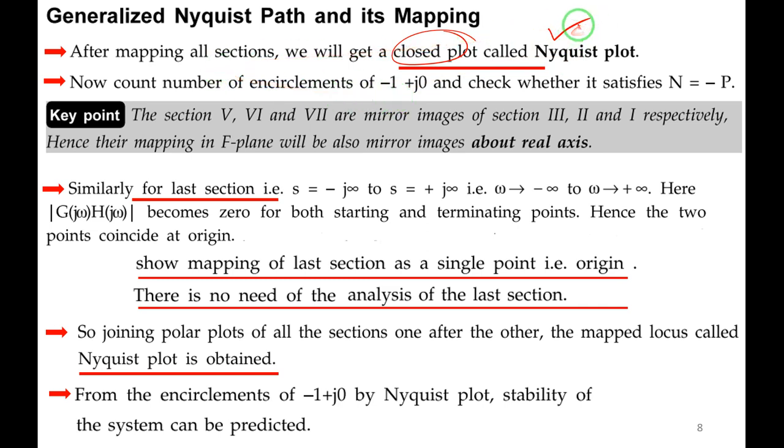Okay, once we get the Nyquist plot, what to do? We have to judge the stability. How? We'll see. Now count the number of encirclements of the critical point, how many times the Nyquist plot is enclosing this critical point minus 1 plus j0. That we have to check.